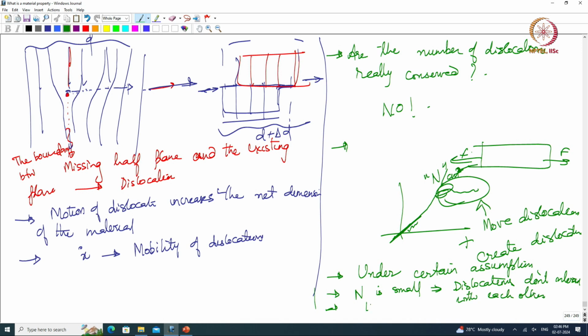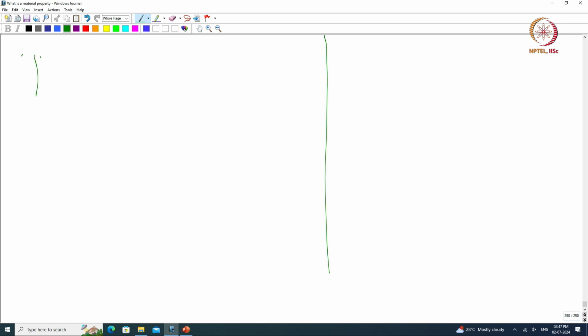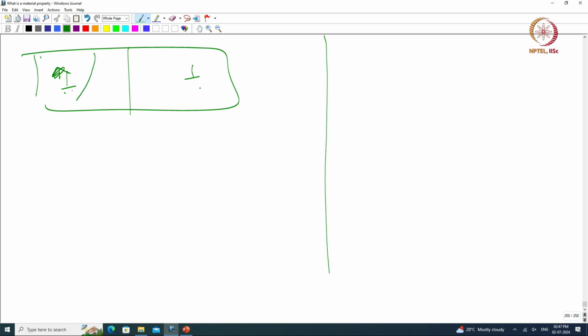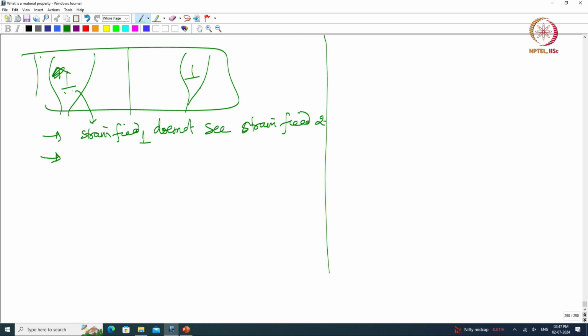So, I have something like 10 power 7 dislocations per centimeter square. That is a small number, which means there is one dislocation here, there is one dislocation here, and these two are not seeing each other. There is some strain field around this dislocation. So, this strain field does not see strain field 2. Okay. And they are not very fast moving, the mobility is small.